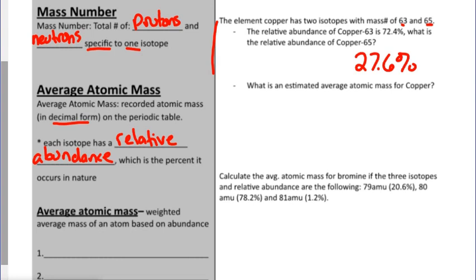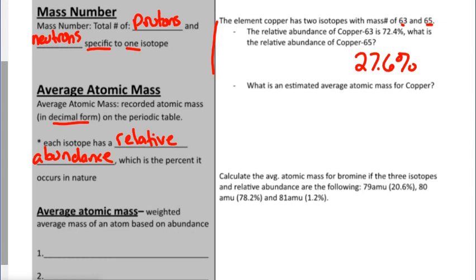All right, but since we don't have any way of pulling one individual atom into a chemical reaction and zooming in on it to see how many neutrons it has in its nucleus, we can only go with the assumption that we probably have an average mass of all of the different isotopes occurring. So what is an estimated average atomic mass for copper?